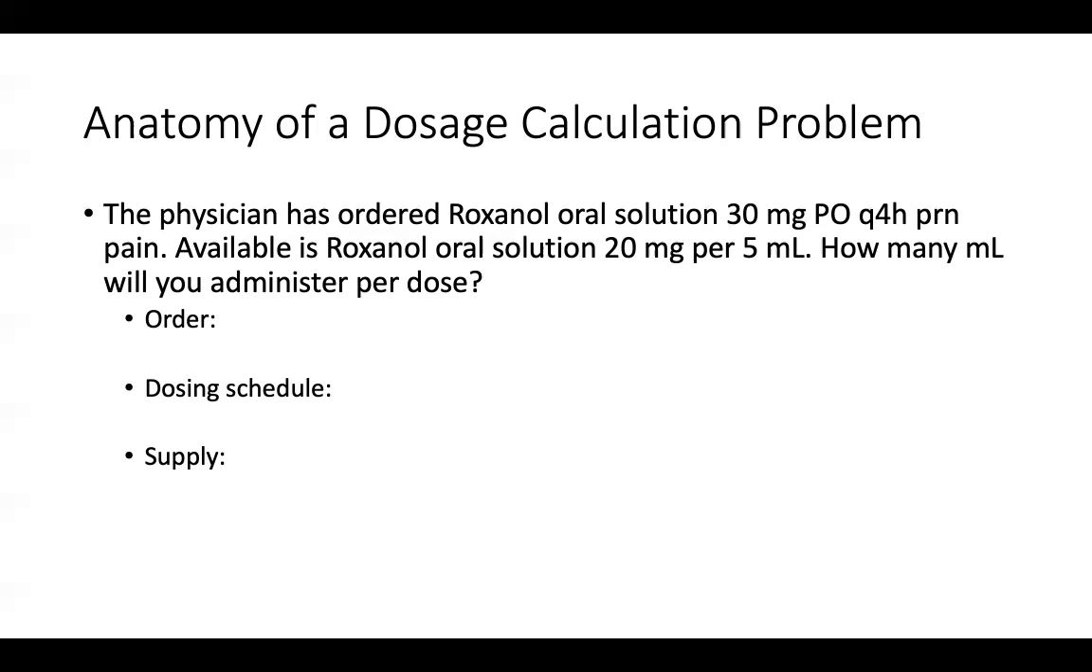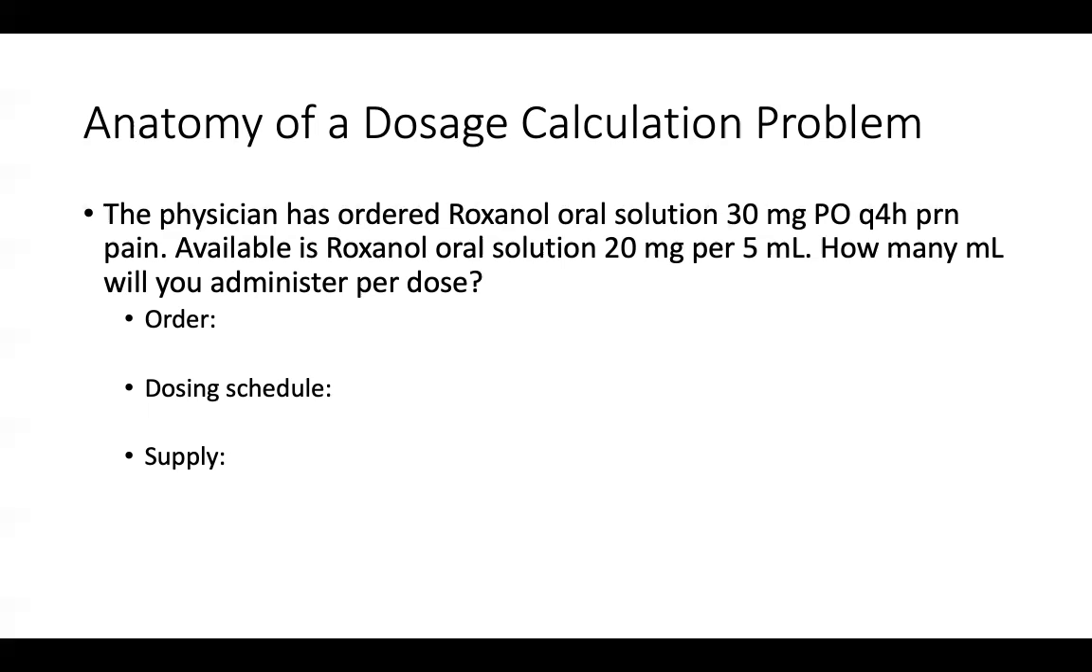So let's break it down. When we're solving these problems, most of the time, and I'll tell you later on what the exceptions are, we need the order. We need to know what the physician or practitioner has ordered. Okay, so in this case, the practitioner has ordered Roxanol oral solution 30 milligrams, and they've ordered it PO, which means by mouth, Q4 hours, which means every 4 hours, and then PRN pain, which means that it is the nurse's discretion to give this medication as needed if the patient is in pain.